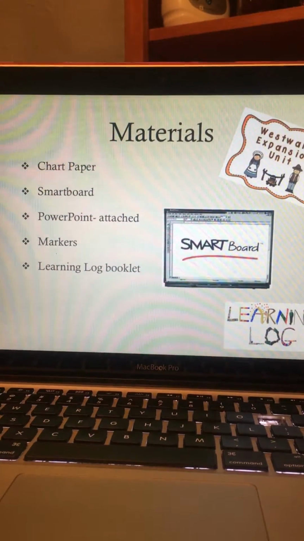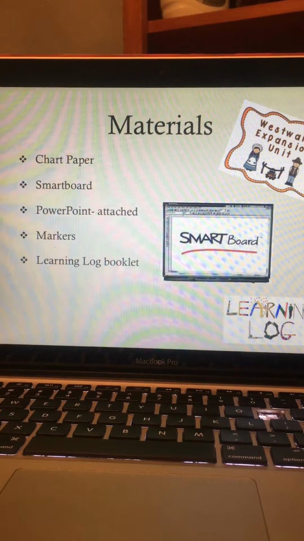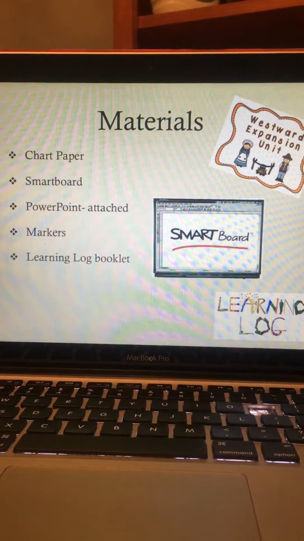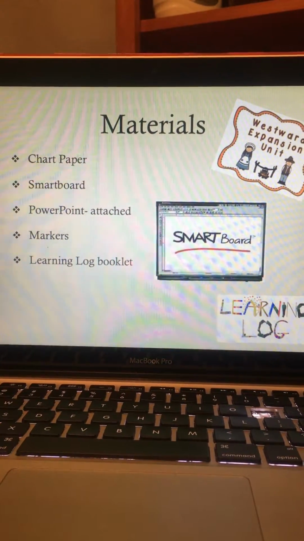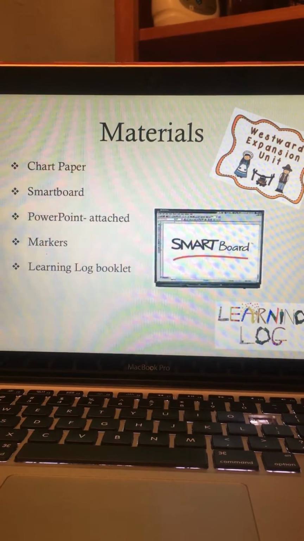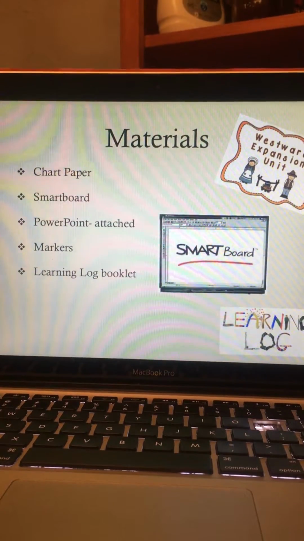The materials I would need for this lesson would be chart paper, smartboard, a PowerPoint, which I do not have attached, but it was a part of my unit plan. If you would like me to attach my PowerPoint, just let me know. I can certainly attach that. You would also need markers and the learning log booklet that you created for your students.